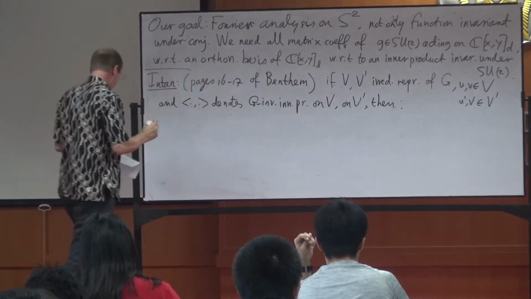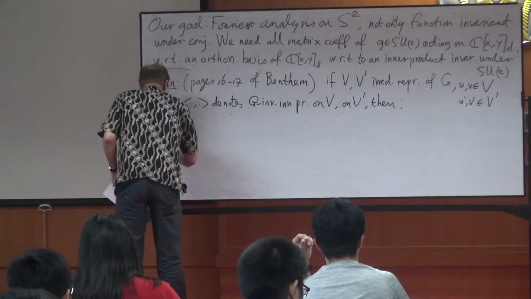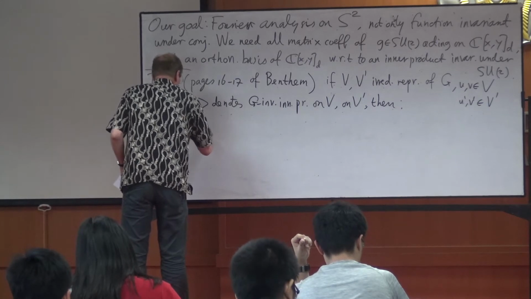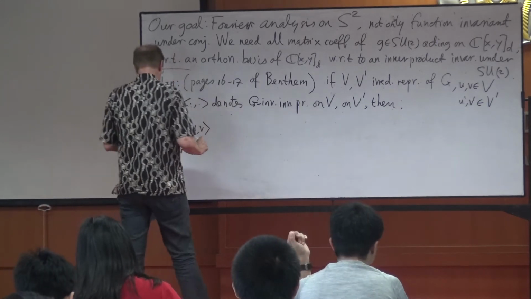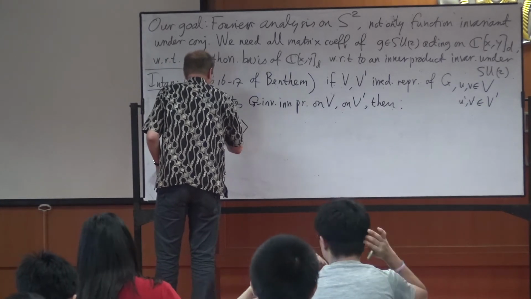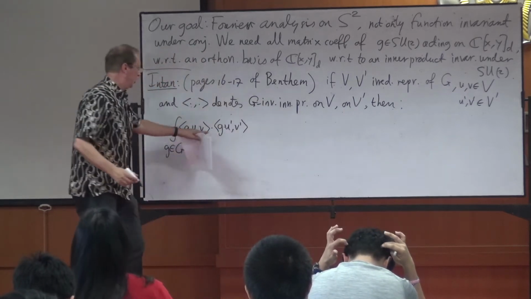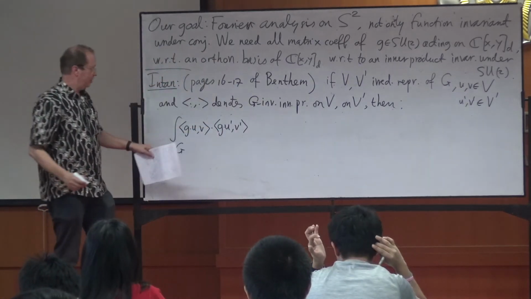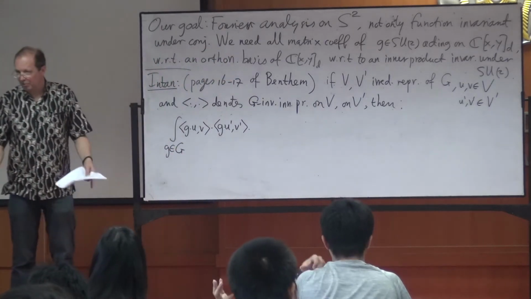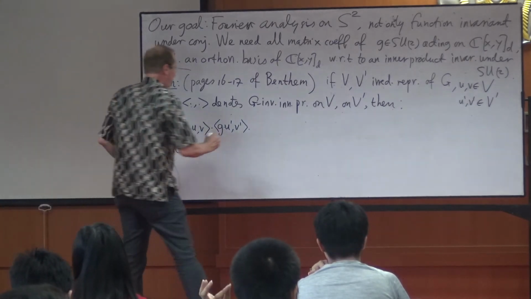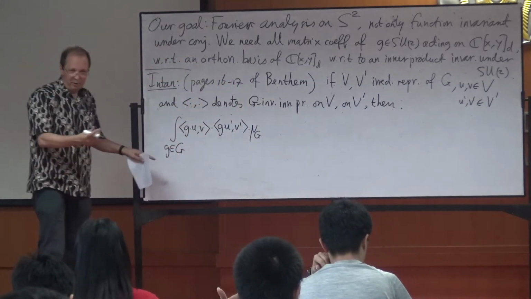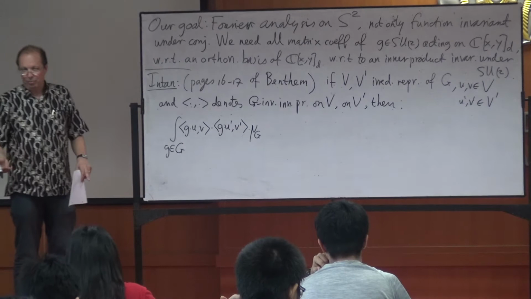You have this formula: the integral over g in G of the inner product of g acting on u with v, times the inner product of g acting on u prime with v prime. These are complex numbers, right? And you have to integrate it over the group. So what you need is a kind of volume form on that group. People call that Haar measure. Mu g is the invariant measure. I think we don't go into that.